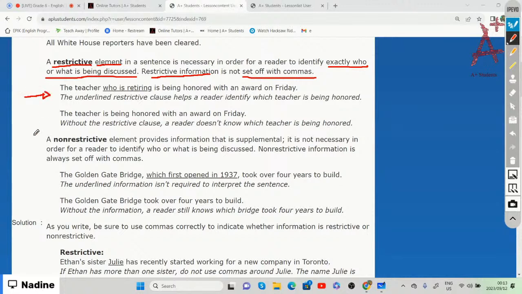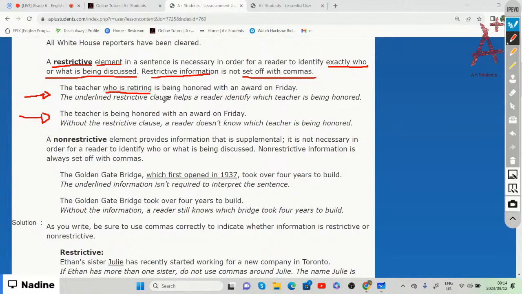As just said, the underlined words are removed. The teacher is being honored with an award on Friday. And in this case, without the restrictive clause, a reader doesn't know which teacher is being honored, right? So with the underlined words, we can specifically see who is being discussed, who is being honored with an award. It is the one who is retiring.